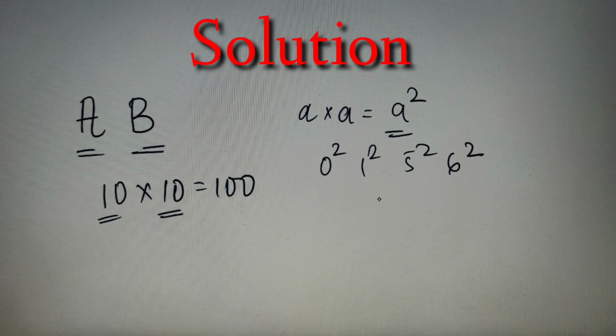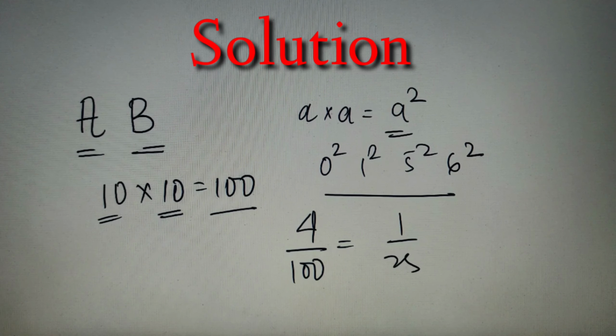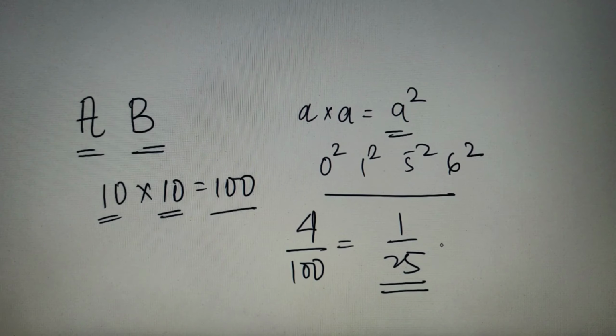So the favorable number of cases for our given scenario is equal to 4, and the total number of cases is equal to 100. The probability is equal to the favorable number of cases divided by the total number of cases, so that is equal to 4 by 100. So probability is equal to 1 by 25, that is option B. So the final answer is option B, 1 by 25.